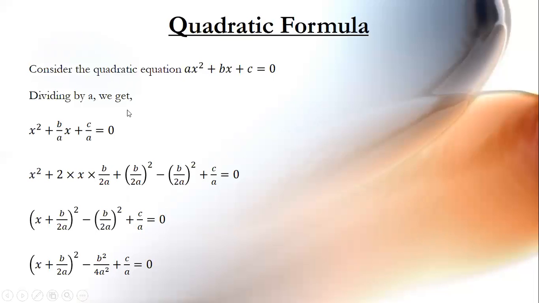So now we are going to divide by a because x square has a coefficient. So x square plus b by a x plus c by a equal to 0. X square plus, we are going to multiply and divide by 2. So 2 into x into b by 2a plus b by 2a the whole square minus b by 2a the whole square. So we are adding and subtracting the square, plus c by a equal to 0. So the first three terms are of the form x plus b by 2a the whole square. Then we solve the rest of the constants.